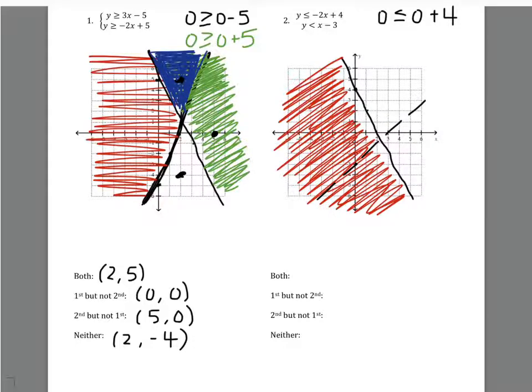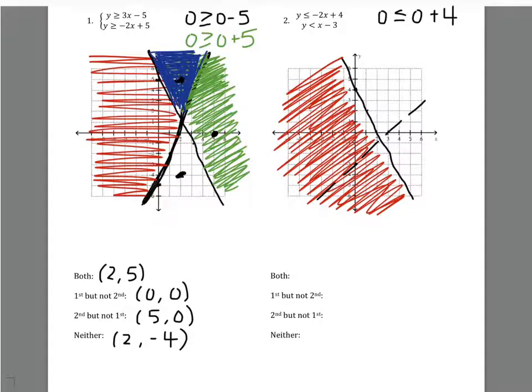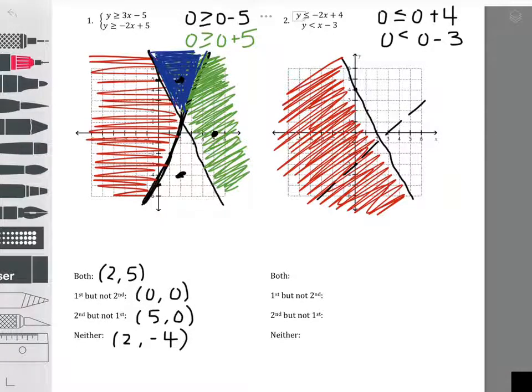Which region do I shade? Let me change the color. I can test the point first. 0 less than 0 minus 3. Is this statement true or false? Is 0 less than -3? No, it's not. So I should shade the region above.